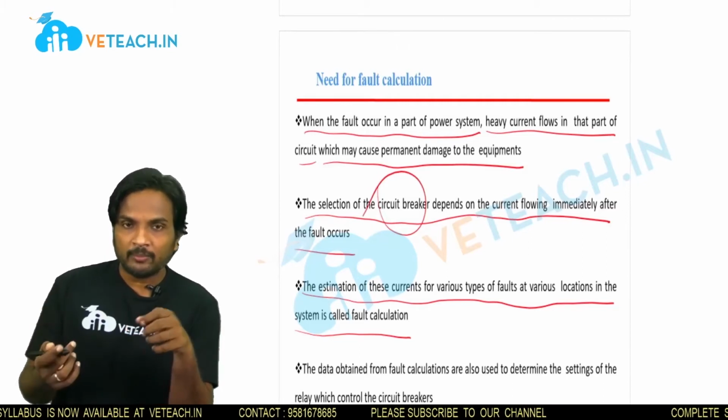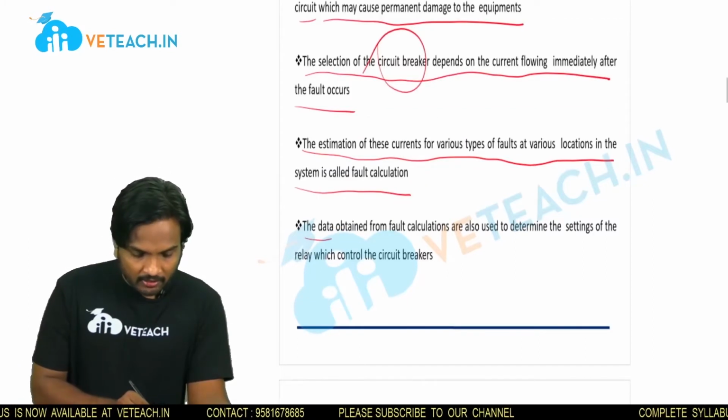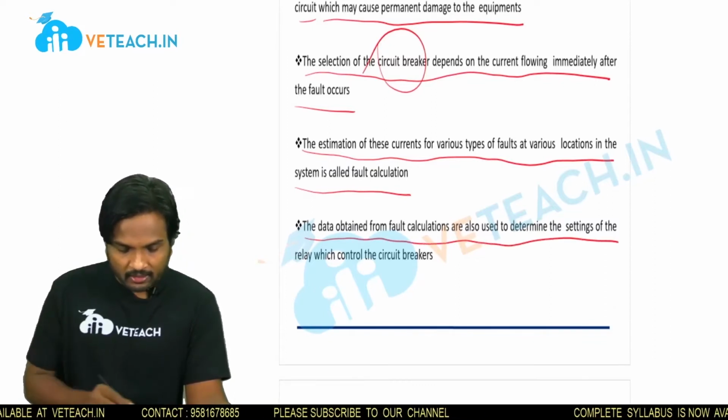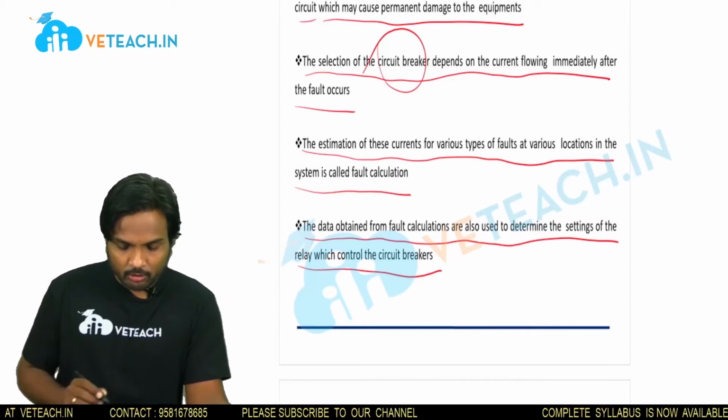Okay, and next one is the data obtained from fault calculations are also used to determine the settings of the relays which control the circuit breakers.